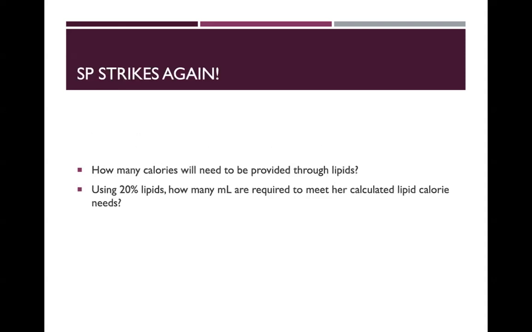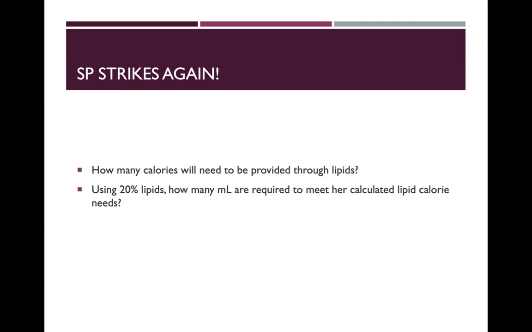All right. So still same patient. How many calories will need to be provided through lipids? Using 20% lipids, how many milliliters are required to meet her calculated lipid calorie needs? Okay, so let's ignore the second question for now. First question, how many calories will need to be provided through lipids?